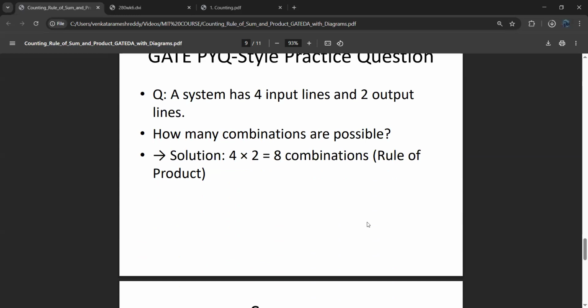Next, a system has four input lines and two output lines. How many combinations are possible?